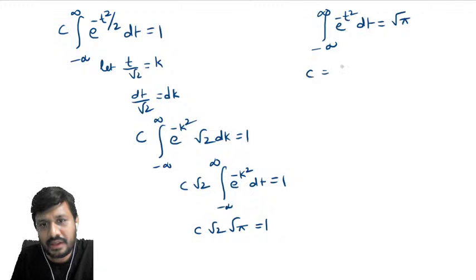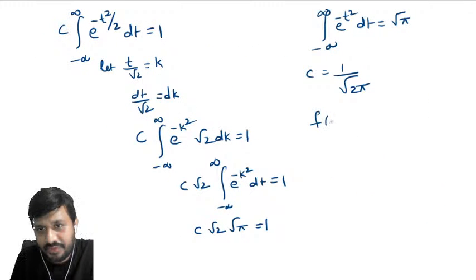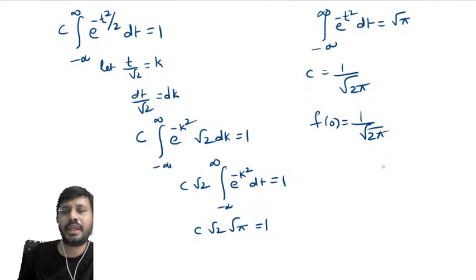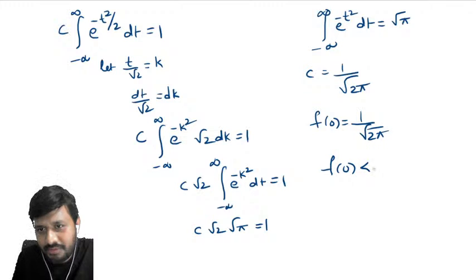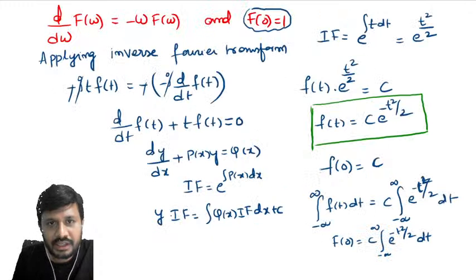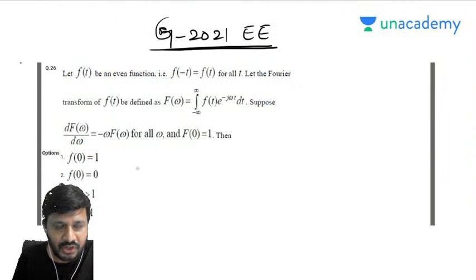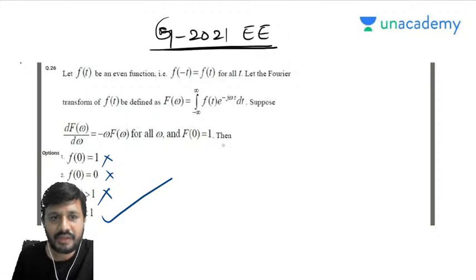So what is the value of c? 1 by root 2 pi. This is the value of f of 0, so f of 0 is 1 by root pi. If you calculate, I think this will come out to be 0.38 something. So f of 0 is a value less than 1, and this must be in your options. We'll see whether we have that or not. F of 0 is equal to 1, this is wrong. F of 0 is equal to 0, wrong. F of 0 greater than 1, wrong. F of 0 is less than 1, so option D will be the right answer.